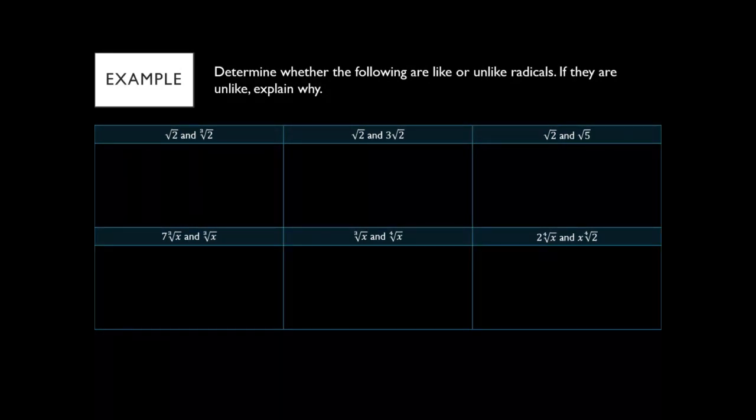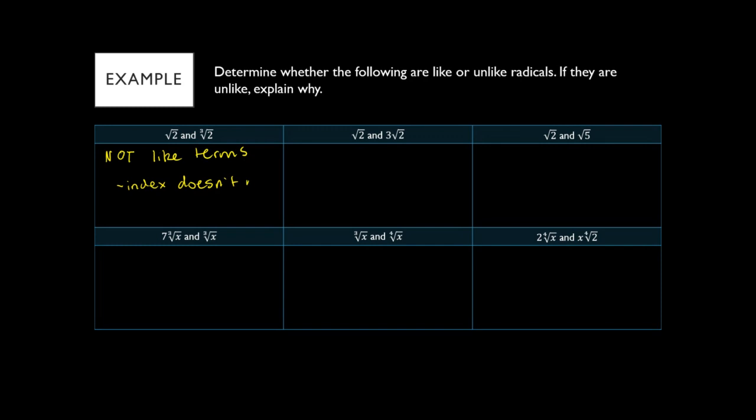We've got the square root of 2 and then the cubed root of 2. So these are unlike. These are not like terms. Oops, I accidentally grabbed the highlighter instead of the pen. So these are not like terms. And this is because the index is different. One is a square root, one is a cubed root. So the index doesn't match. So that has to match in order for them to be like terms.